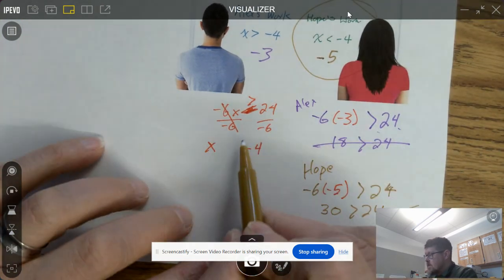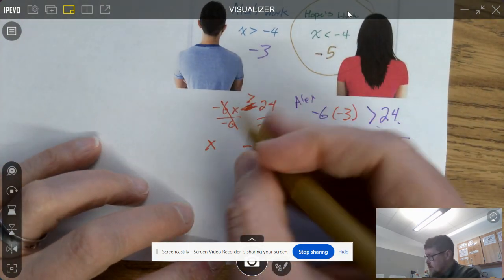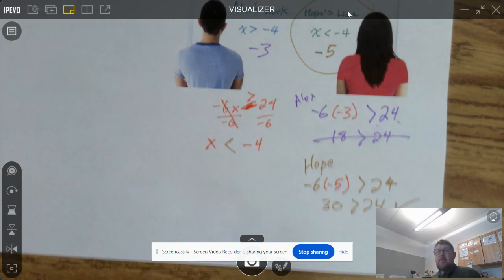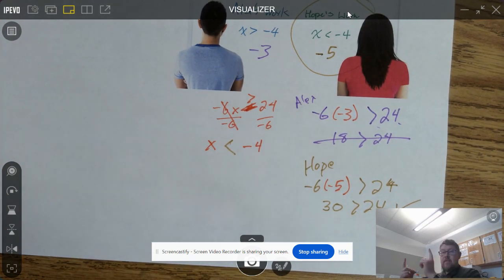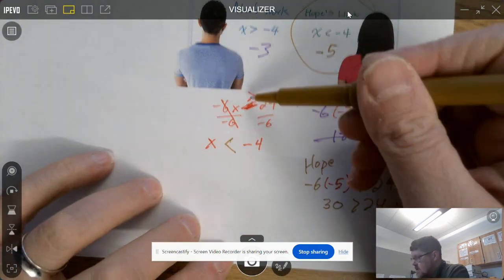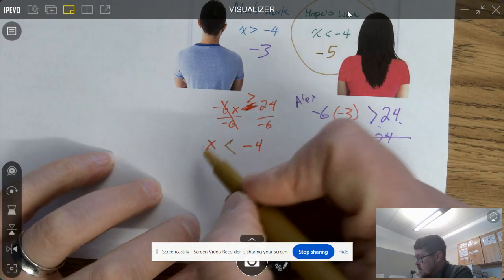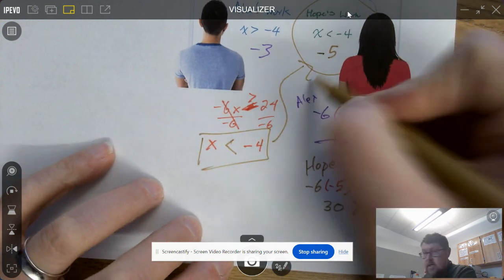All she did was flip the inequality around. So whenever you are multiplying or dividing by a negative and you're using inequalities, you take the original inequality and you just flip it around. So this greater than becomes a less than in the answer. So Hope's work is correct.